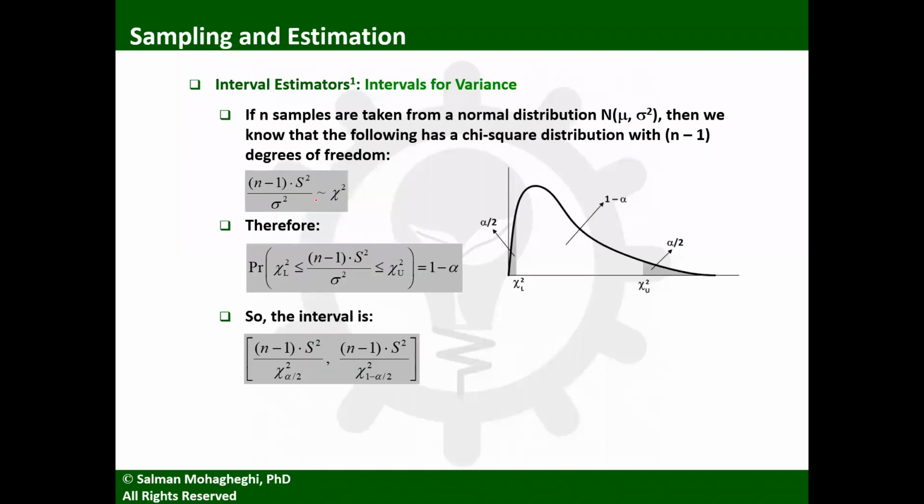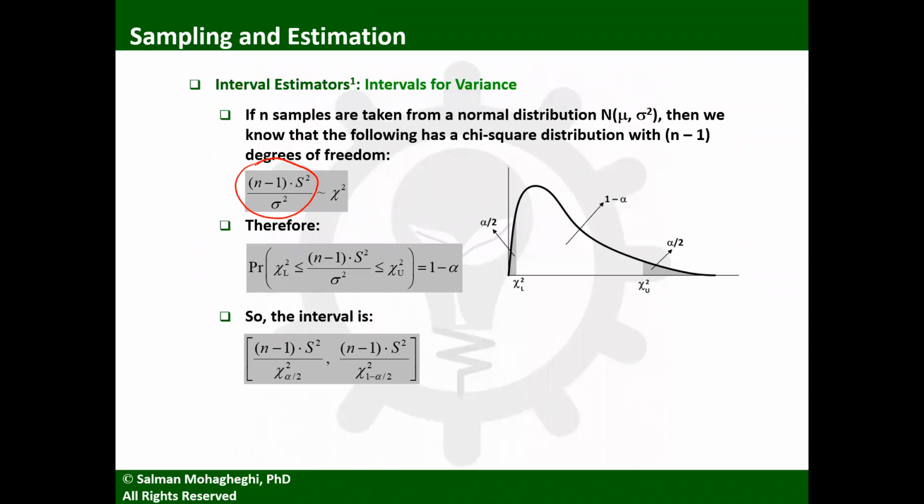We talked about the sample mean and sample proportion. We also have this interval estimate for the variance. Again, recall that for variance, we don't go with S squared because it's not easy for us to find its probability distribution. So instead, we go with n minus 1 times S squared divided by sigma squared, which is chi-square distributed with n minus 1 degrees of freedom.